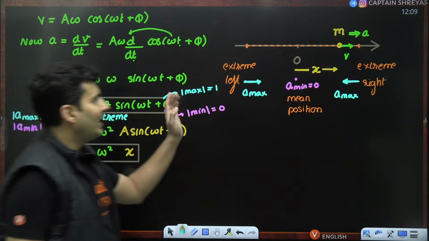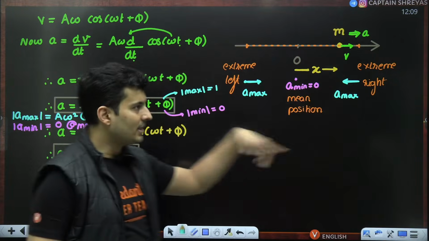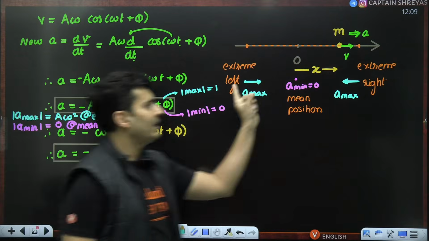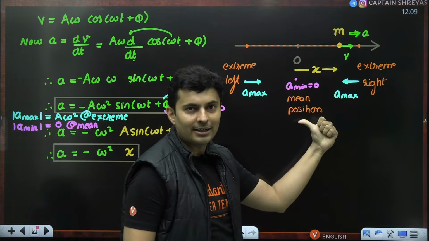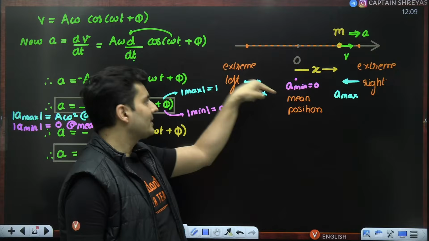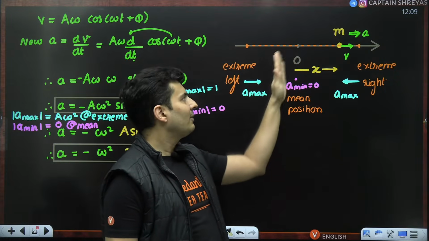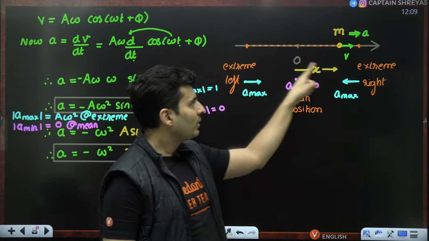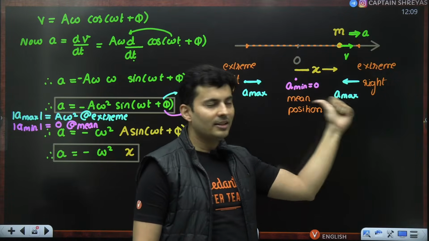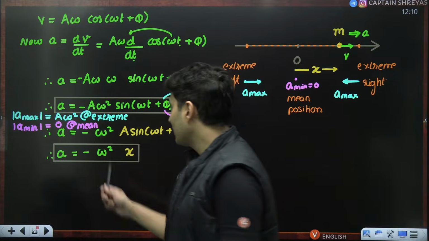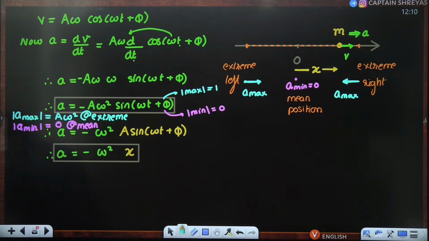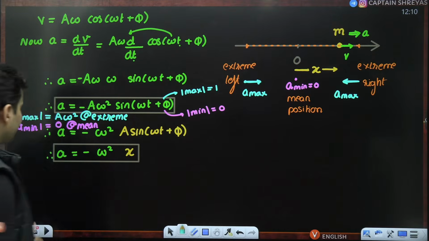Why did I not show acceleration that way? Because I know acceleration is negative of x. So when x is positive, acceleration is negative. When x is negative, acceleration is positive. That's why for the negative coordinates, acceleration is towards the positive direction, and for the positive coordinates, acceleration is towards the negative direction. That's because of this negative sign here. Is this clear? Understood? All these things are very, very important.